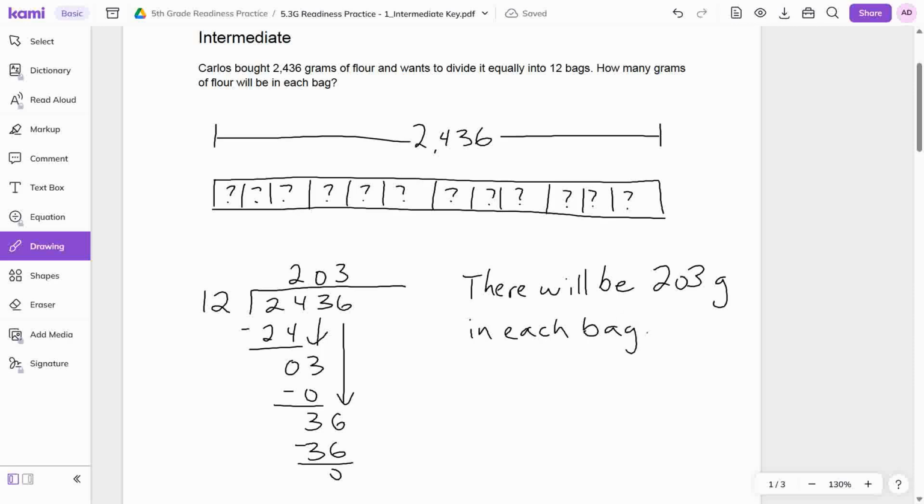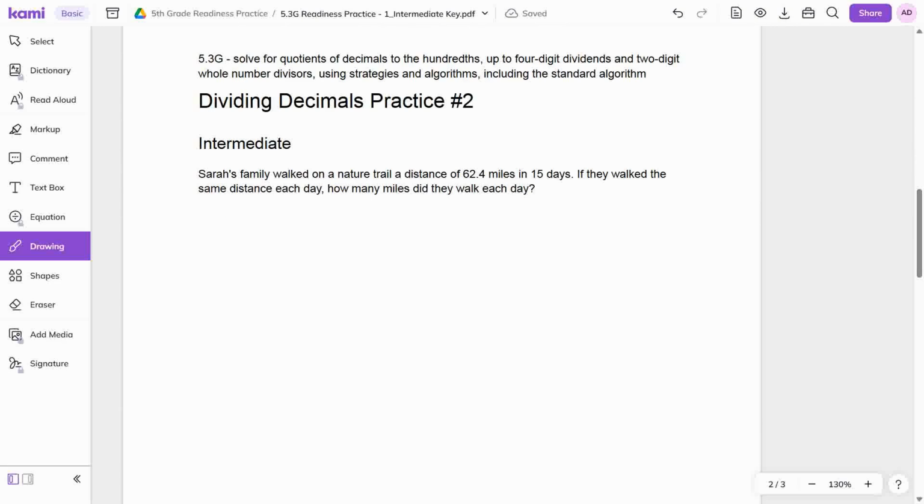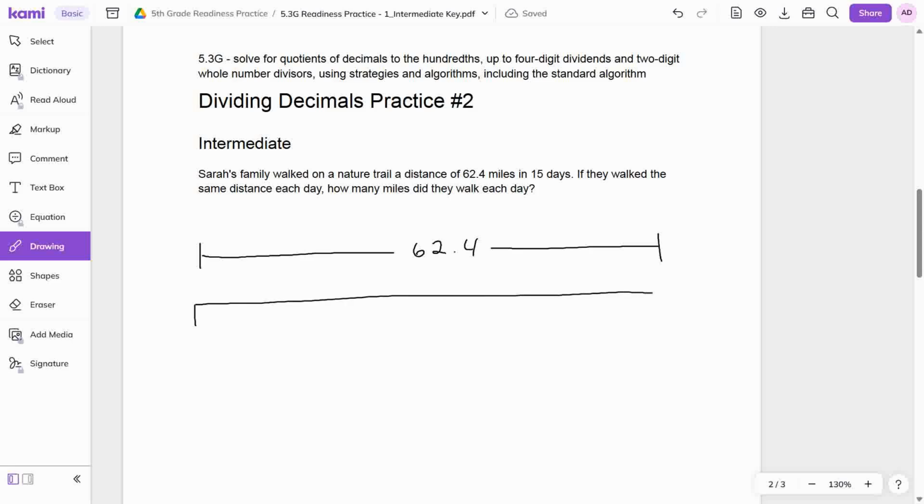All right, so that was our warm-up. It didn't necessarily involve a decimal, but the next two will. Second, Sarah's family walked on a nature trail. We have a distance of 62.4 miles in 15 days. If they walk the same distance each day, we've got the same thing here. If we wanted to visualize this as a strip diagram, I've got my total of 62.4, or 62 and 4/10. I want to divide it into 15.